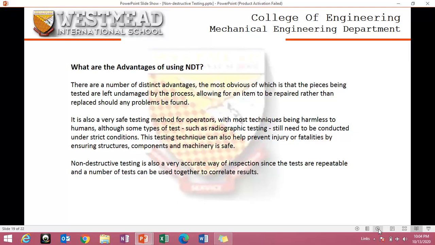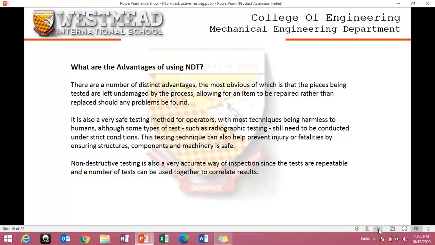What are the advantages of using NDT or non-destructive testing? First, there are a number of distinct advantages, the most obvious of which is that the pieces being tested are left undamaged by the process, allowing for an item to be repaired rather than replaced should any problems be found.